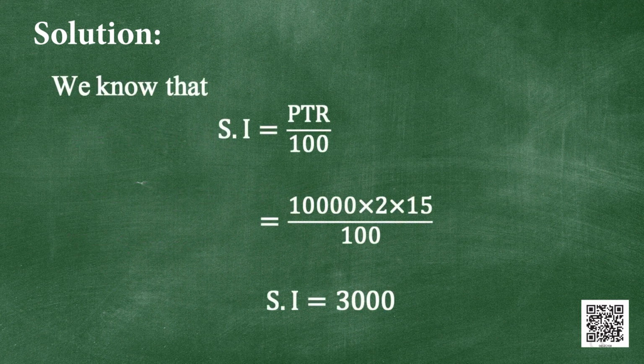We know that simple interest is equal to PTR divided by 100. So, the principal amount is 10,000 multiplied with the time is 2 years multiplied with the rate of interest is 15% divided by 100. So, upon simplification, we get the simple interest is equal to 3,000.